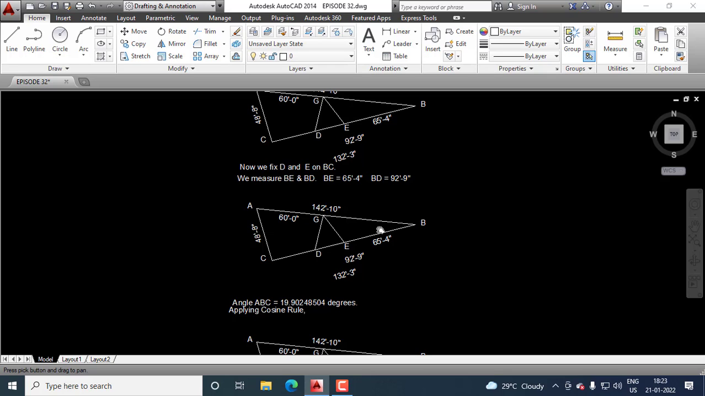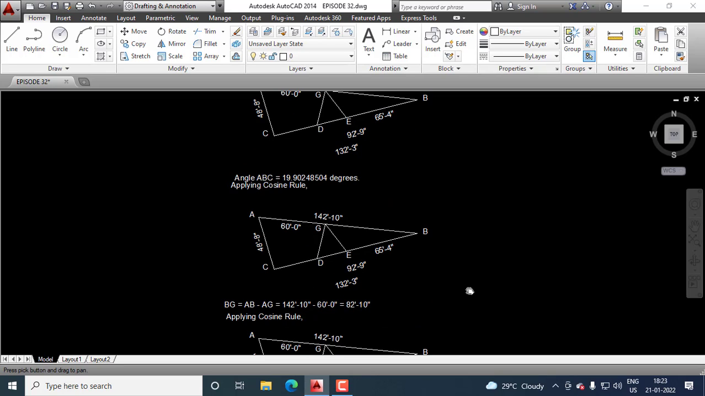we know this side BC, we know this side AB, we know this side AC. So we can calculate this angle by applying cosine rule. So we got the angle 19.90248504 degrees. Now we must calculate BG. Simple. We know the length AB, 142 feet 10 inches. We know the length AG, 60 feet 0 inches. So if we deduct 60 feet from 142 feet 10 inches, we get the length of BG. So BG is equal to 82 feet 10 inches. This length is 82 feet 10 inches.